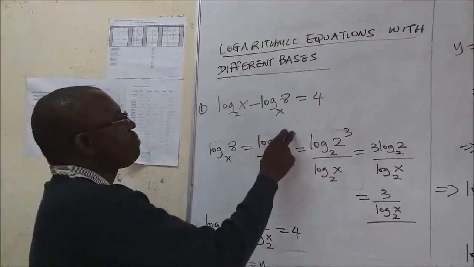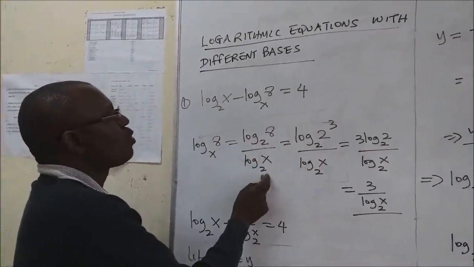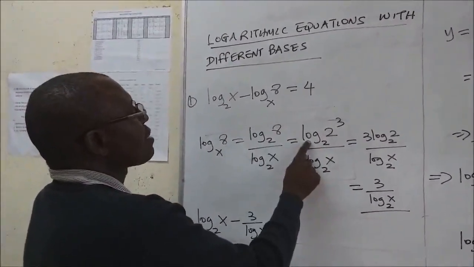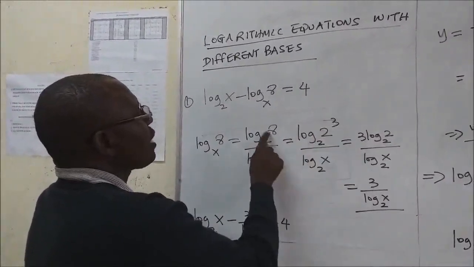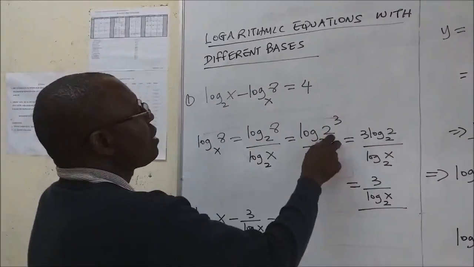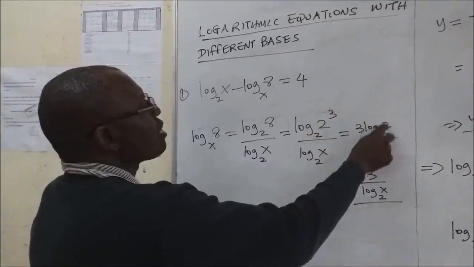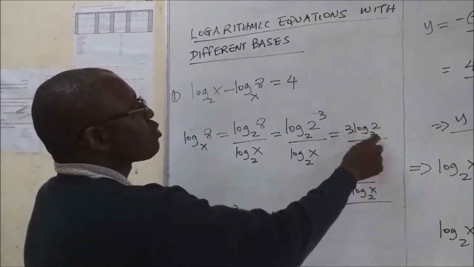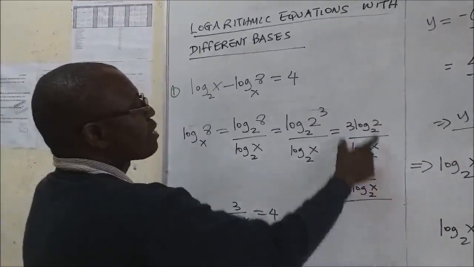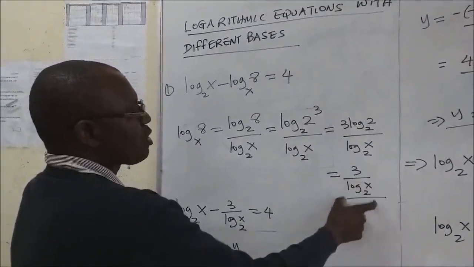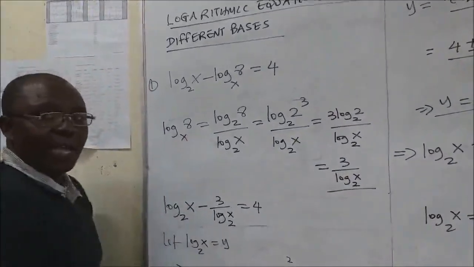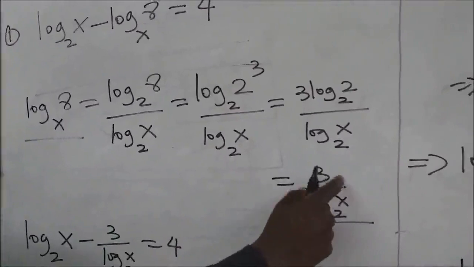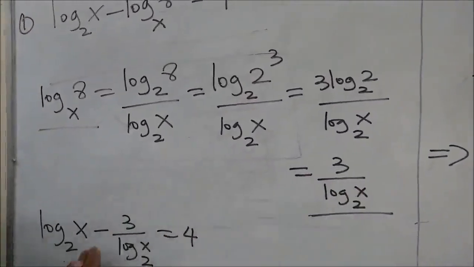the same as log 8 base 2 divided by log x base 2, which we simplify the numerator as log of 2 power 3 because 8 can be written as 2 power 3, and this becomes 3 log 2 base 2 all over log x base 2. Now, log 2 base 2 is simply 1, and our expression simplifies to 3 over log x base 2. So, where we have log 8 base x, we shall substitute 3 over log x base 2, and this is our new equation.